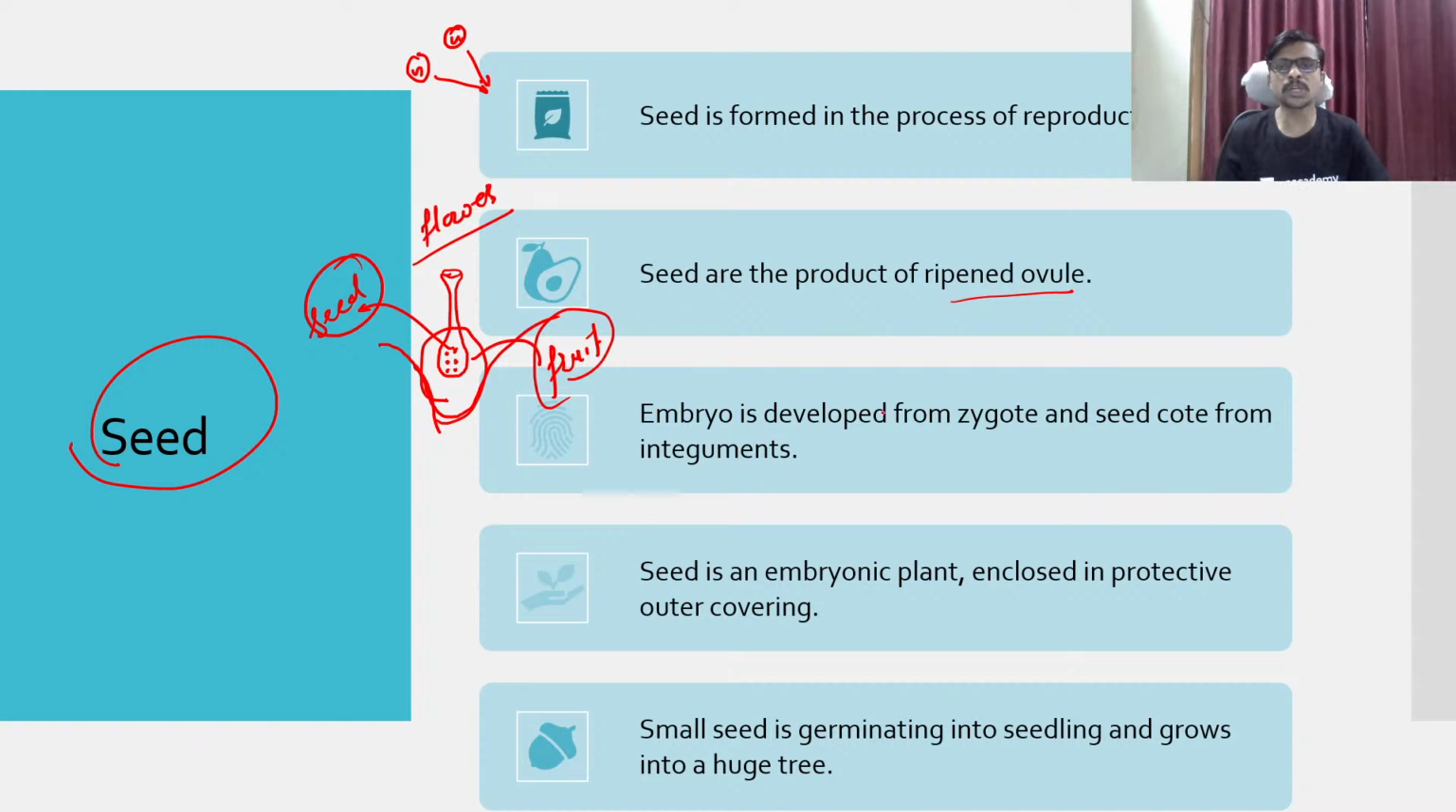Okay, embryo is developed from the zygote, and the seed coat is from the integument.